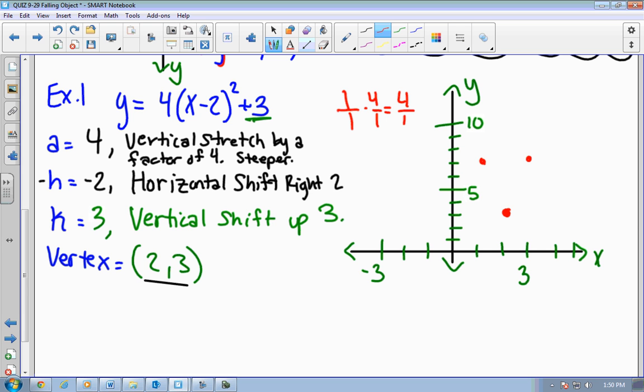So I went up 4, and I went to the side 1. I was just showing you how I was moving. What?